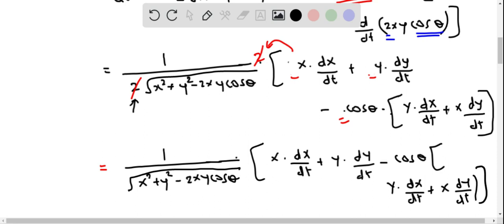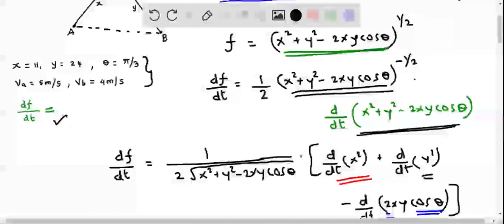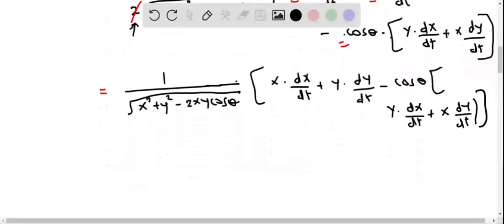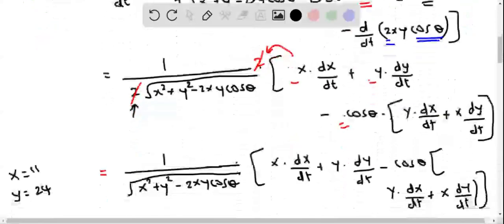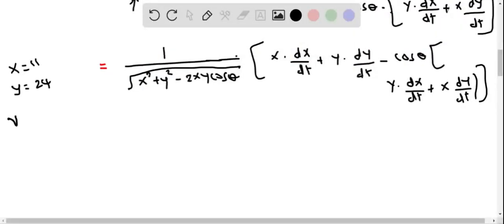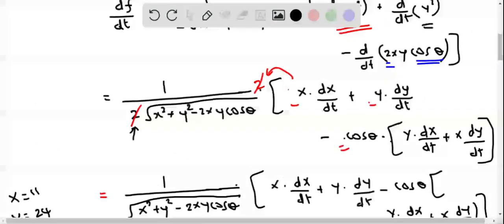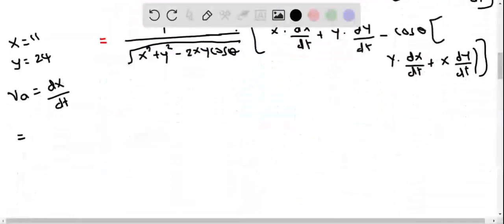Now let's substitute the given values into the expression. So we have x equals 11 and y equals 24, and we are also given VA equals 5 meter per second. Basically, VA is the velocity along the path which is run by Matthew. So we can rewrite this in a different way as this is dx over dt. So this is given as 5 meter per second.